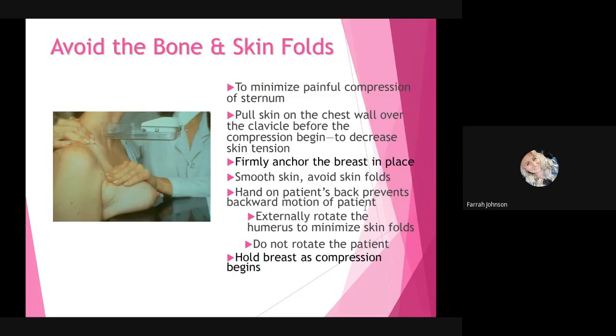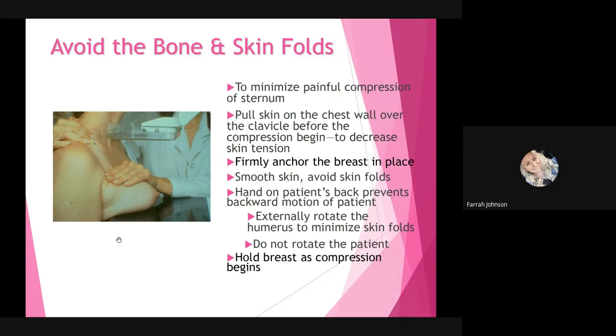You want to avoid the bone and the skin folds. So, to minimize painful compression of the sternum, you want to pull the skin on the chest wall over the clavicle before the compression begins. And this is going to decrease skin tension. So, basically, this technologist is using her right hand to lift the tissue slightly above the clavicle so that as this compression device comes down, it's not pulling on this immobile skin here.